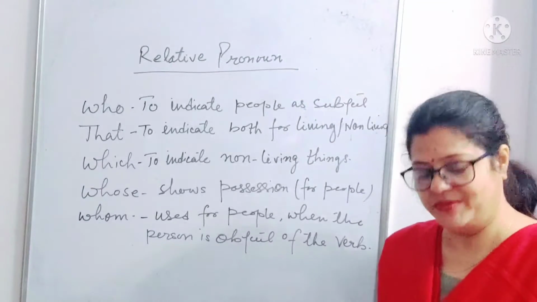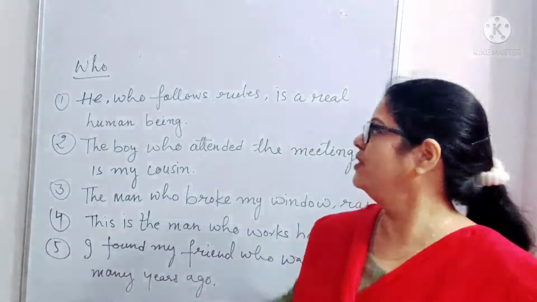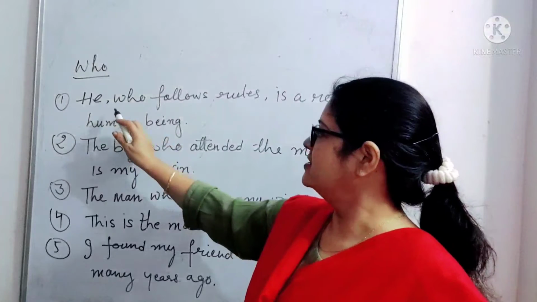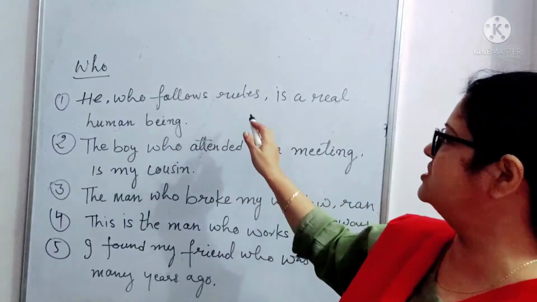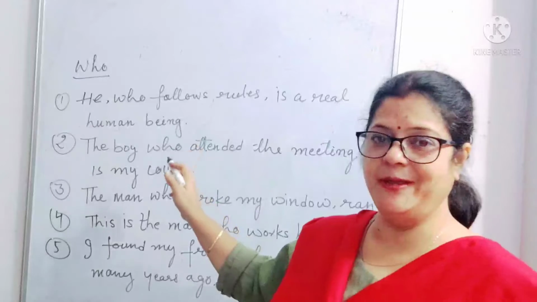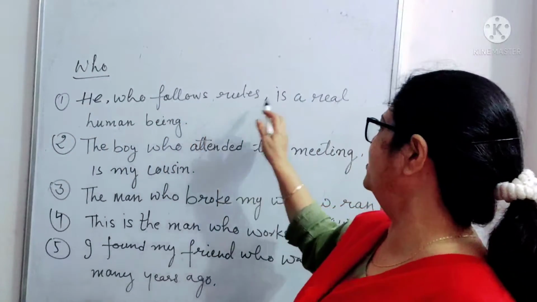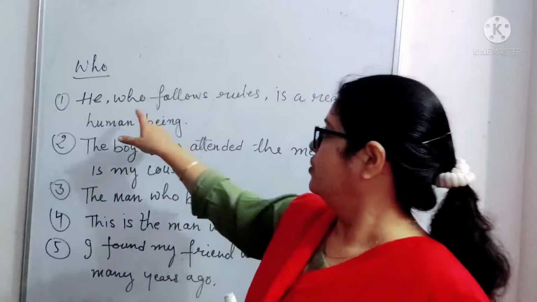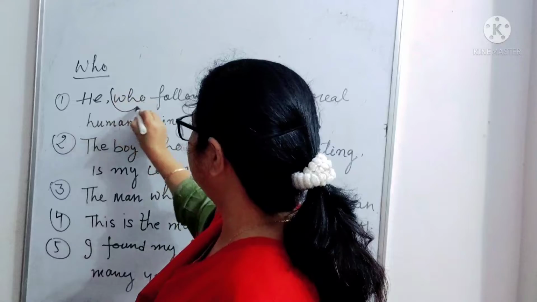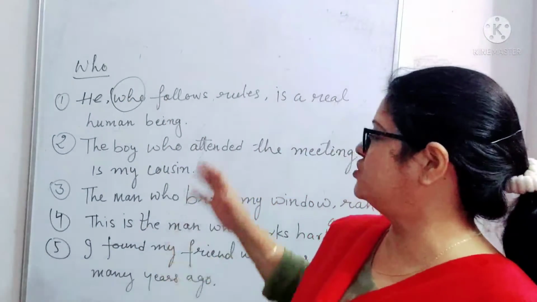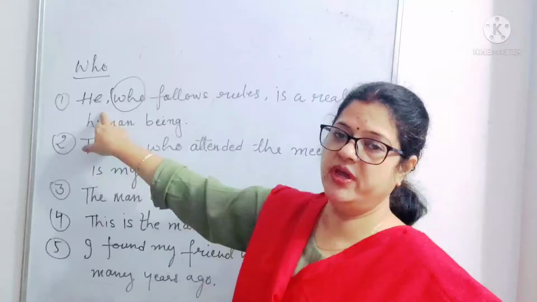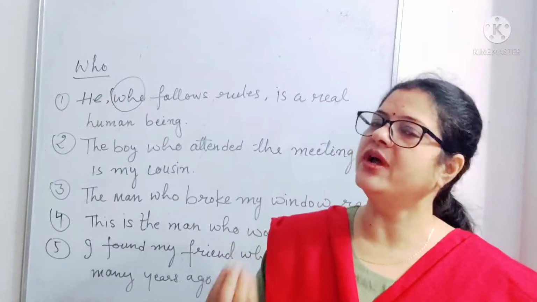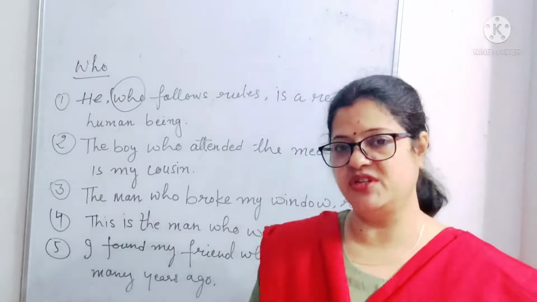Okay, now you can take the screenshot if you want, and then I'll tell you in detail about these relative pronouns. So I've taken 5 examples of relative pronoun who. Let's see. First sentence is, he who follows rules is a real human being. So here we find in this sentence this who is a relative pronoun, which is talking about this pronoun he. Okay, it can connect with noun and pronoun both, because we know that noun and pronoun come in the place of a subject always.